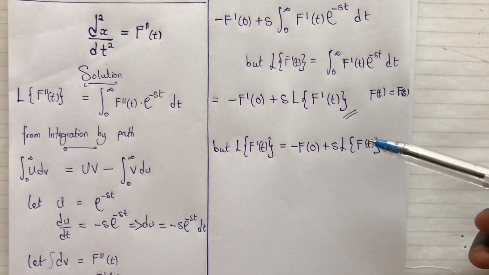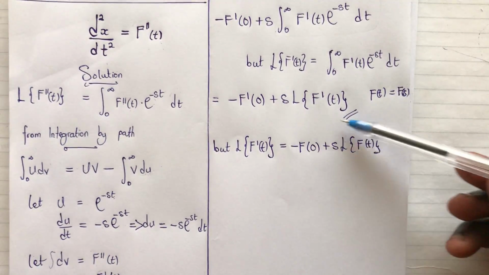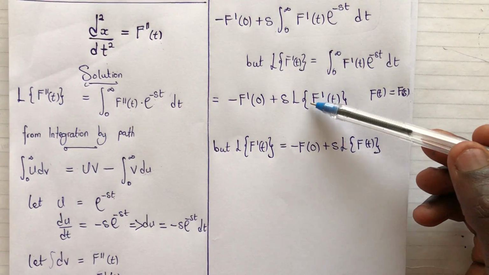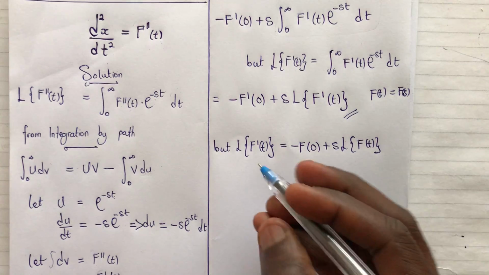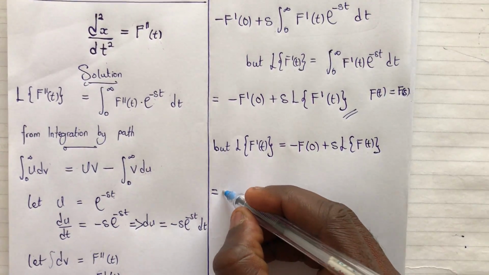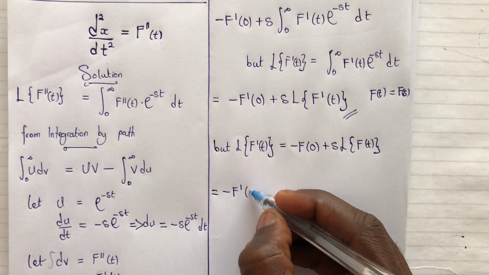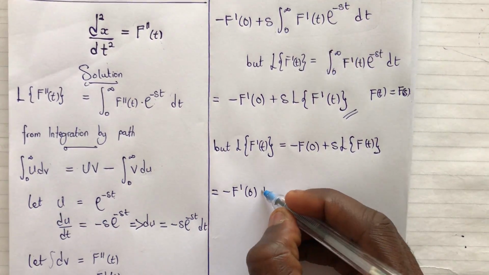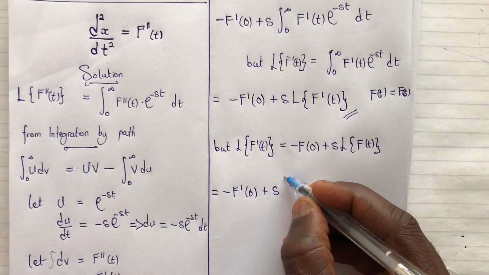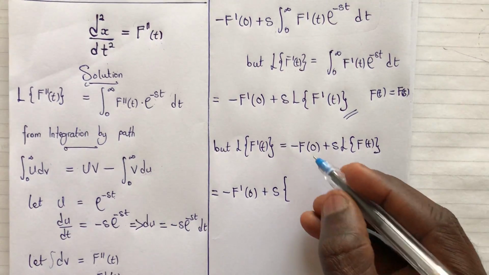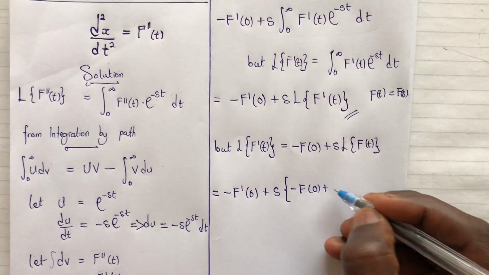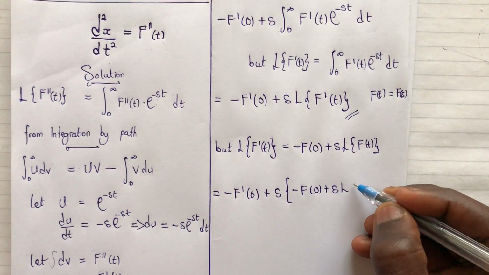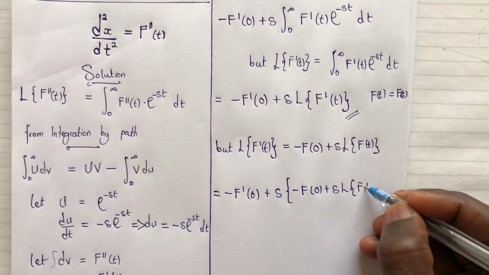You don't need to show this work, or if you want to show, you can now pick this result. Wherever we see Laplace transform of f bar of t, we substitute all this result. So this is giving us minus f bar of 0 plus s multiplying, now we put in this one, minus f of 0 plus s Laplace transform of f of t.